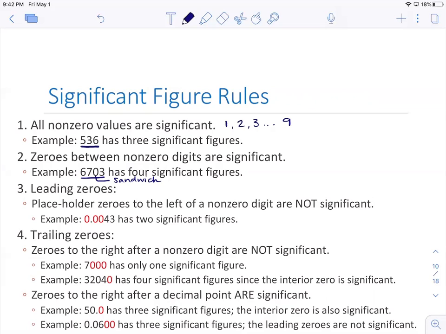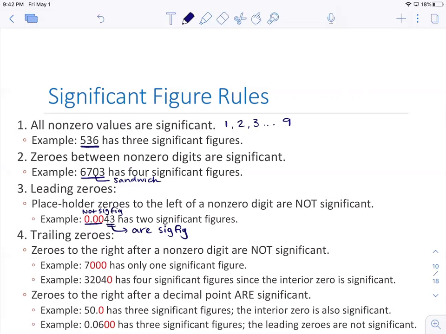Leading zeros are placeholders. They are not significant. So all of these right here, not sig figs. The 4 and the 3 are sig figs because of rule number 1. But those leading zeros are just placeholders. They're not significant. Now, trailing zeros, zeros at the end. We've done zeros in the middle, they count. Zeros at the beginning, they don't count. Zeros at the end sometimes count.